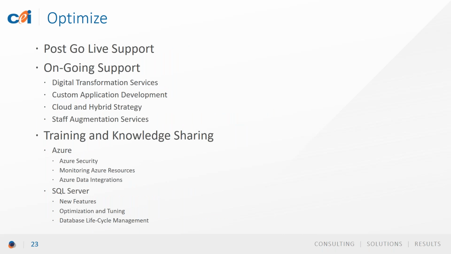And then finally, the optimize stage. Optimize should be looked at as both post-go-live support, training, and ongoing support. So there's a lot of things you can do, and I want to highlight this a little bit. From a digital transformation perspective, if you're looking at moving into Azure, or you're looking at something that's hybrid, on top of the database services, there's 1.5 million Azure services that really can extend the capabilities of your organization, and they're very manageable to onboard.